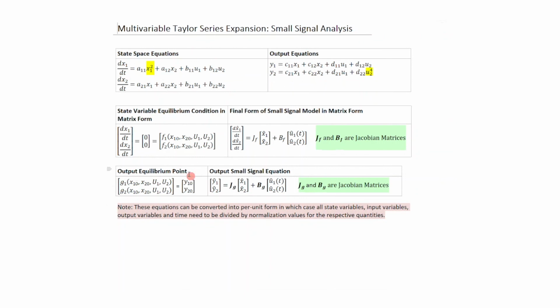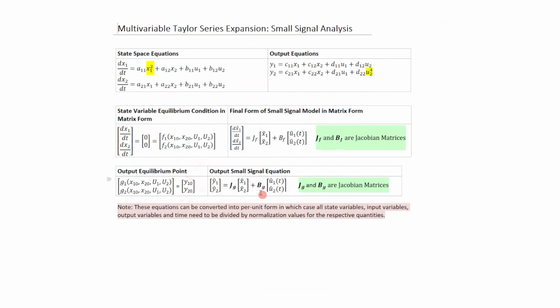So for the output equilibrium point, once we had solved for the equilibrium points x1 naught, x2 naught, and we know u1, u2 as equilibrium points, then we end up with two equations. Substitute in, and this gives us the equilibrium output value for y10 and the equilibrium output value for y20. On the other hand, if you want to look at the small signal perturbations, then y1 hat and y2 hat would be the small signal perturbations in the output signal, and they were related to perturbations in the state variables and perturbations in the input variables.